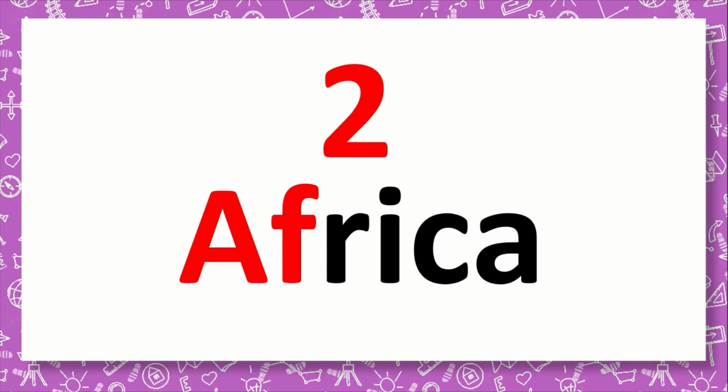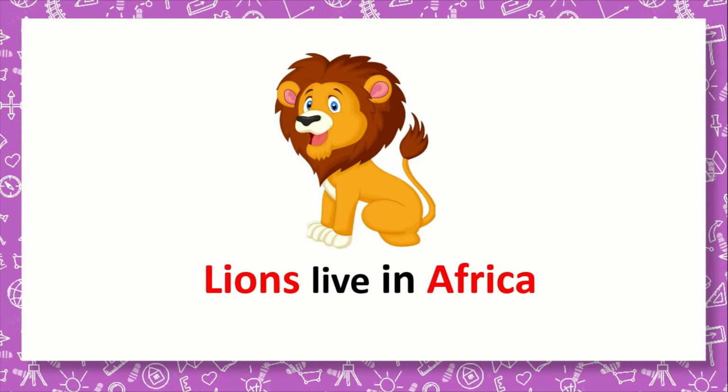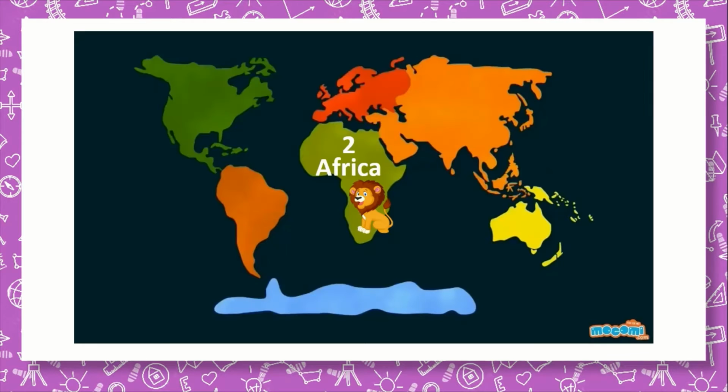Number two, Africa. Africa, with the A-F, Africa. Lions live in Africa. This is where Africa is. It's also where Egypt is. So Africa, number two, where the lions and Egypt is. This is where Asia, number one, with the panda, and Africa, number two, with the lion.